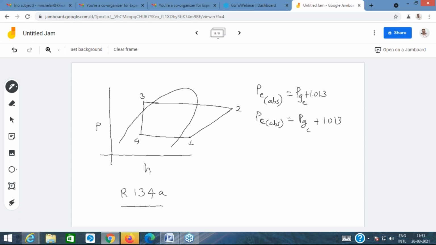So that reading which we had was 1 kg per centimeter square, which is 0.981 bar. And this was 8 kg per centimeter square, so this is about 7.84 bar. We use these pressures to plot the pressure lines. This is the condenser pressure line and this is the evaporator pressure line. We plot it on the pressure enthalpy diagram.